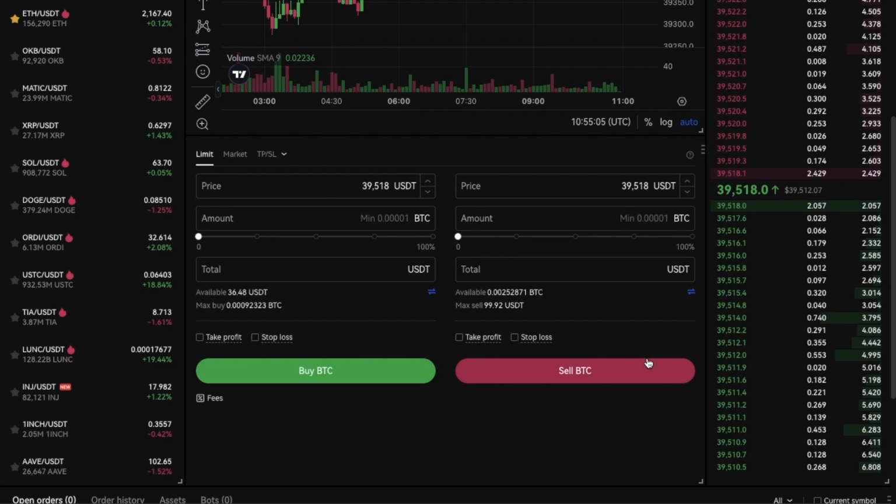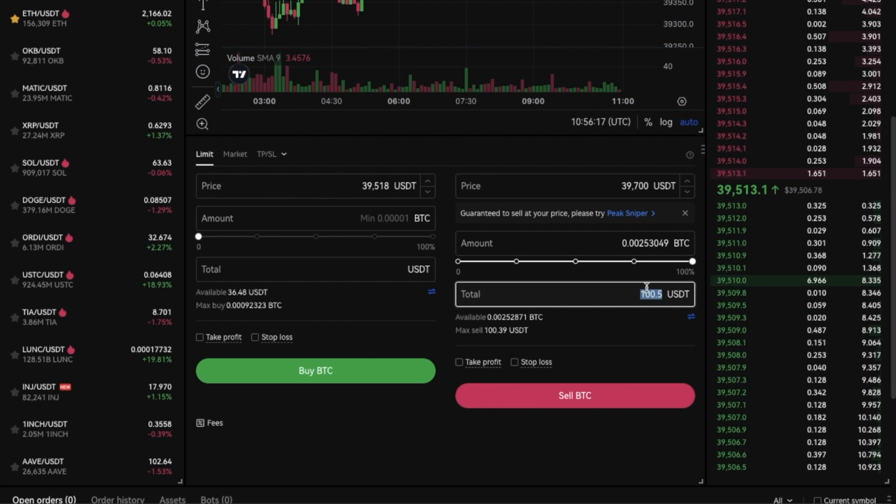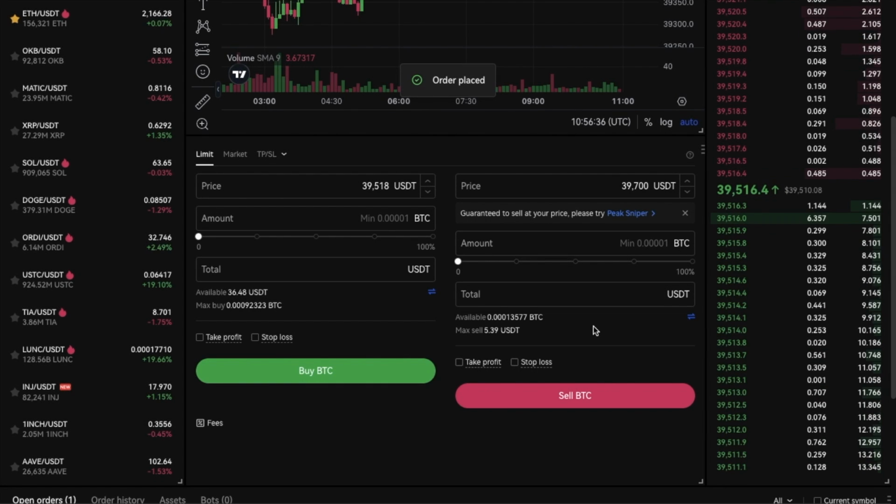This time, I'm going to choose to sell my Bitcoin for USDT when the price hits a certain value. So I need to be on the sell side. Here I can state that when the price of Bitcoin reaches $39,700, I want to sell my Bitcoin for USDT. And I'm going to trade just under $100 of Bitcoin, as that's what I've currently got. And I can enter that in BTC, USDT, or again I can use the slider to select a percentage of my portfolio. When I choose Sell BTC, my limit order will then be placed, and it's then going to wait for the market to reach this price.